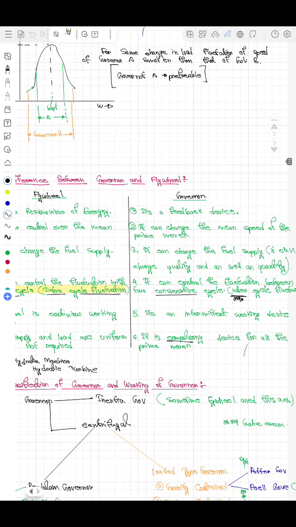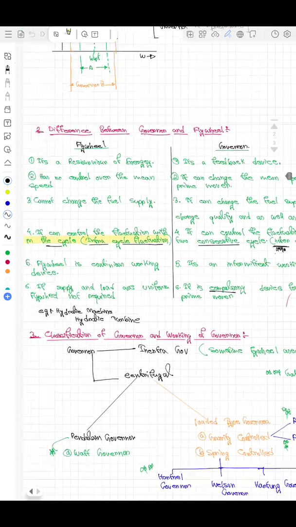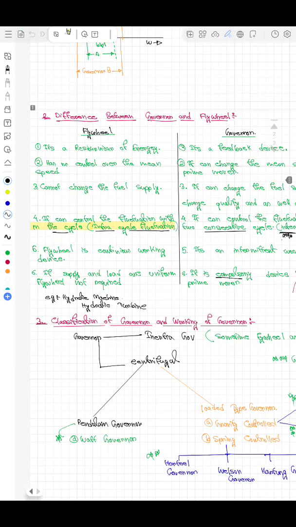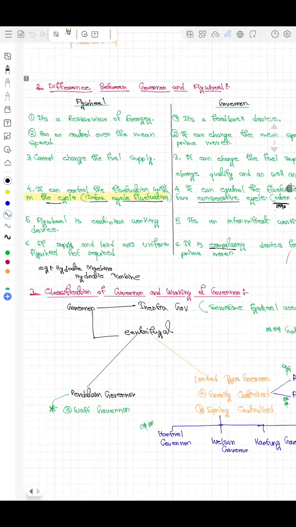But for the governor, what will happen? It will not do that. It will just work over the complete cycle, like in a basic engine cycle: suction, compression, combustion, exhaust. After that the governor can work; in between those things it cannot work. The flywheel is a continuous working device, an instantaneous device, while the governor is an intermittent working device. If a uniform load is required, it is compulsory for all devices to have a governor, but hydraulic machines do not need it.